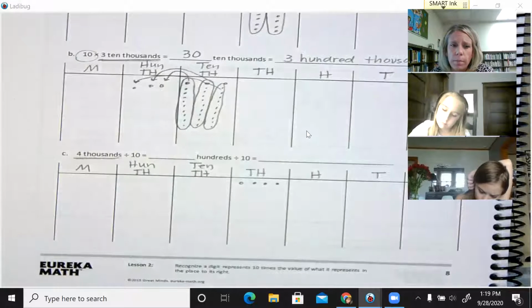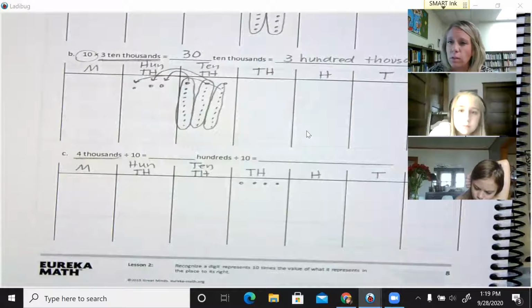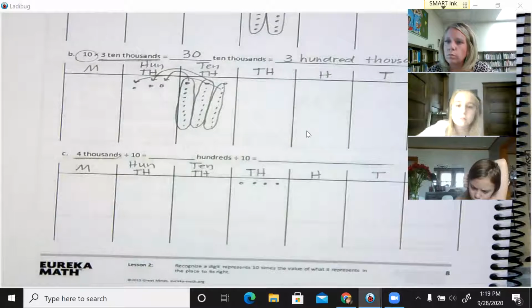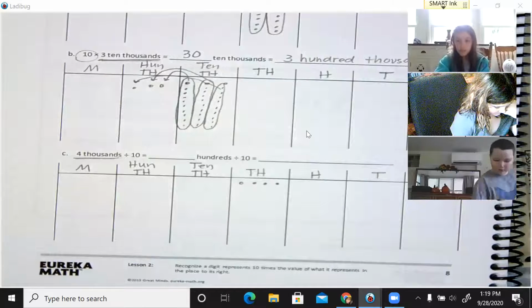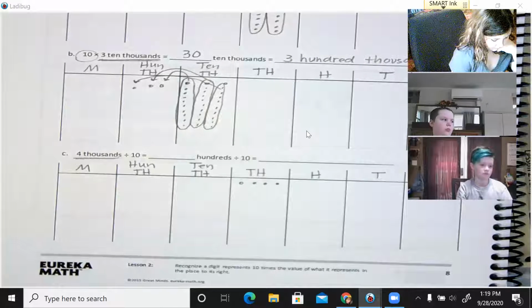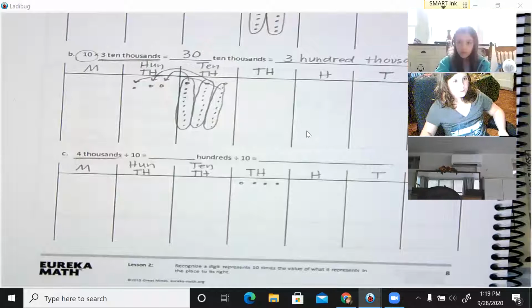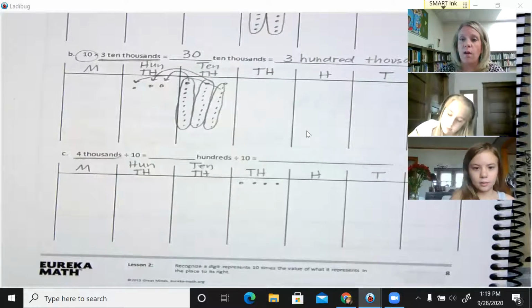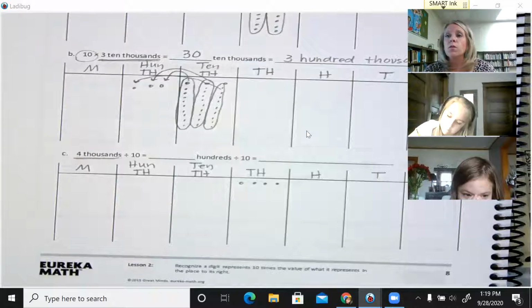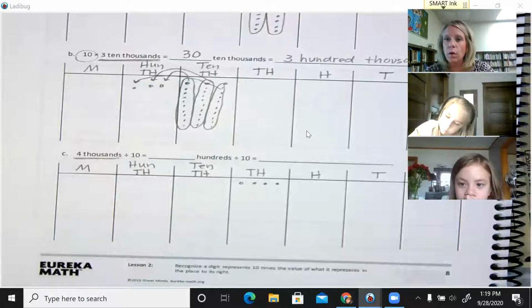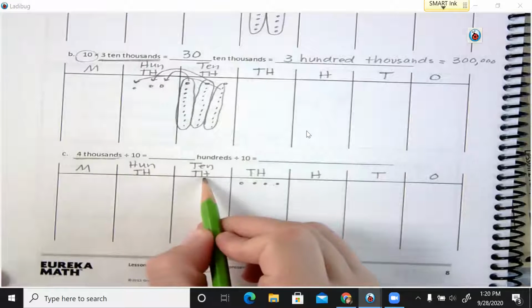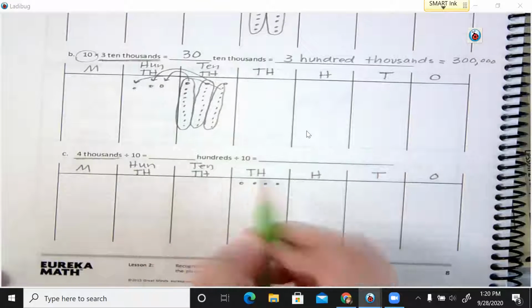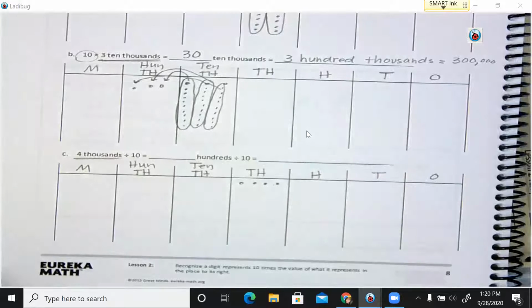What do you guys know about multiplication and division? What's special about their relationship? Anyone know what's special about the relationship between multiplication and division? Well, they're opposites. So now we're going to do the opposite of what we did when we multiplied. So now we're going to go backwards. So instead of multiplying by 10 and moving over to our 10,000s place, we're going to divide by 10. So now we have to unbundle.